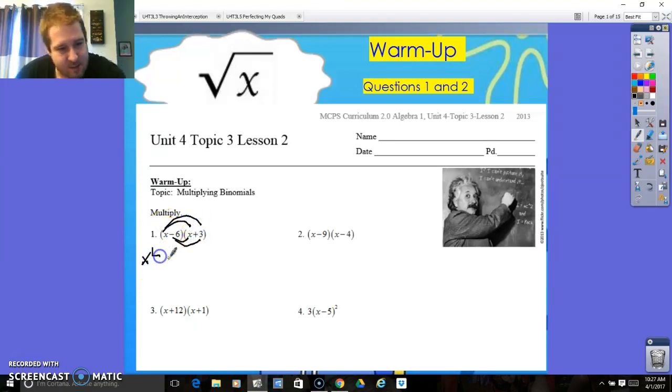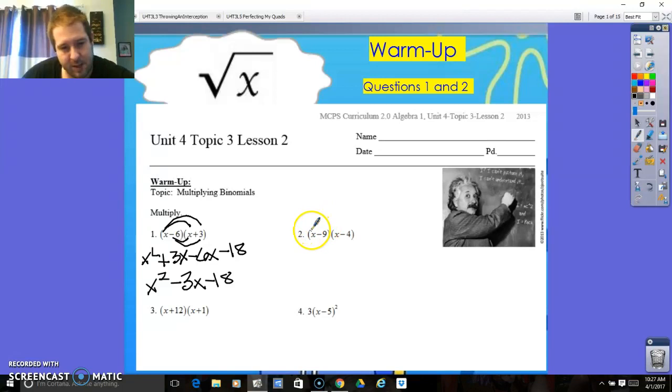That gives us x squared, and the outers would be plus 3x, minus 6x would be the inners, and then negative 18 would be the last. So that gives us an answer of x squared, combine those two like terms in the middle, makes negative 3x minus 18.